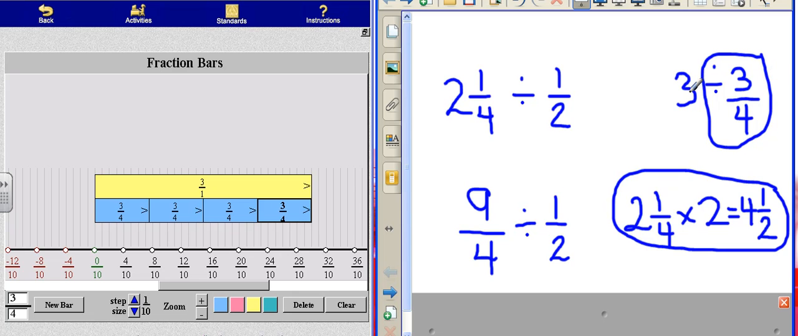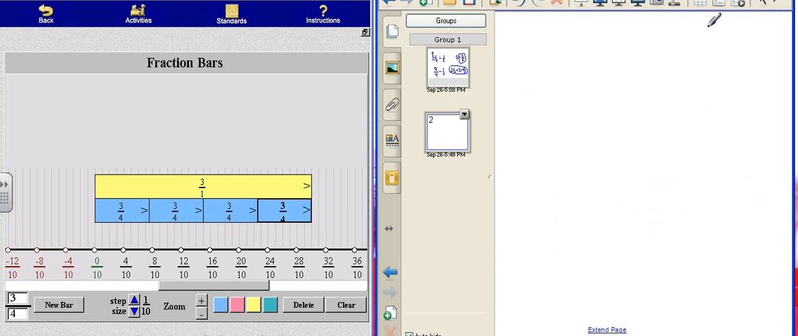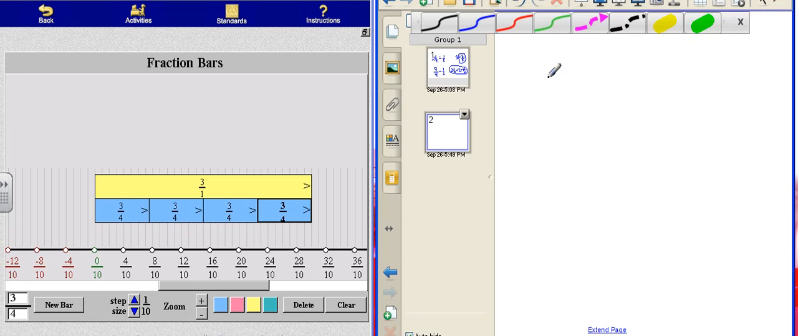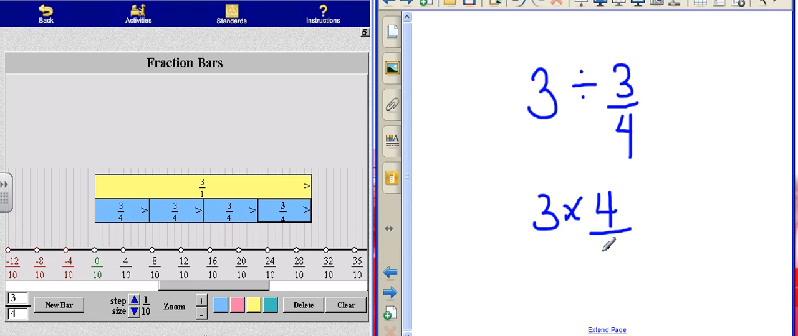So when we multiply 3 times 4 divided by 3, let's go ahead and get a new slide here. So we have 3 divided by 3 quarters. And now what we're really doing is we're taking 3 and multiplying by 4 over 3. So we're taking 4 really, and we're multiplying it by 3, and then we're dividing it by 3. So what we really have is just 4.